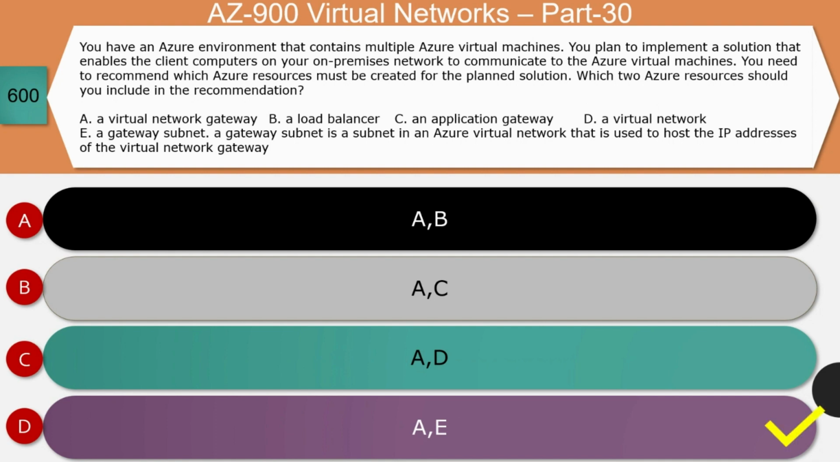The right answer for this question is options A and E. That is, a virtual network gateway and a gateway subnet are the right answer. To add more, to implement a solution that enables the client computers on your on-premises network to communicate with the Azure virtual network, you need to configure an Azure virtual network gateway. That is very important. Second, when you are setting up an Azure virtual network gateway, you need to consider the gateway subnet also, to set up the rules in order to establish a secured connection.